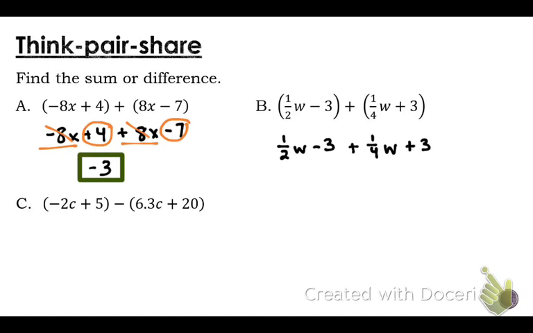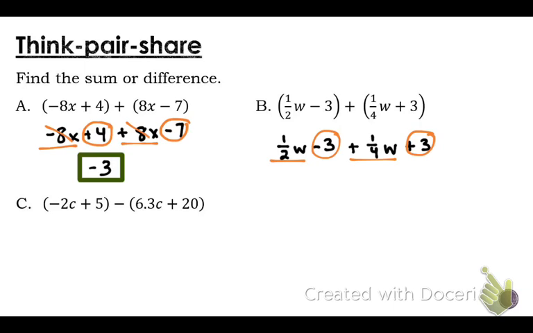Kobe, what should I underline and circle for like terms? 1/2 variable w and the 1/4 variable. Very good. And what should I circle? The -3 and the +3. Excellent. The first thing we want to always do is our variable terms. So I'm going to add my variable terms together.